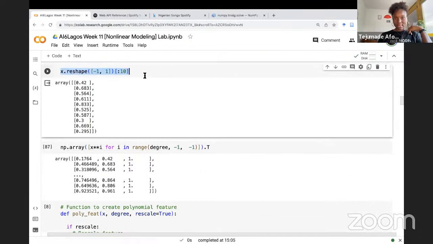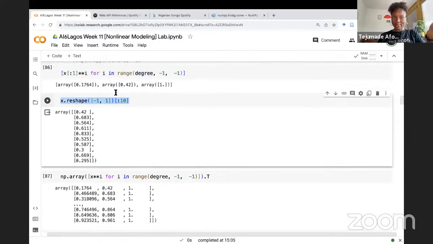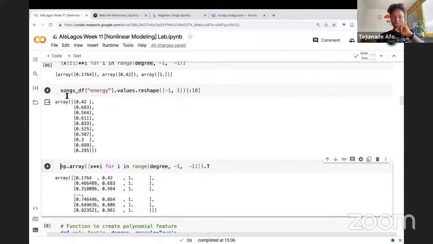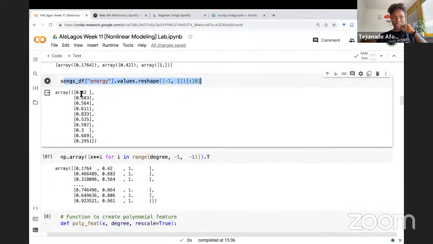So you can see that this is X, right? Remember, X is energy, right? We called energy X. Just so we don't lose track of where we're coming from, I'll use what we had before, some DF of energy, right? I don't want us to get lost in the numbers and forget what we were trying to do. Dot values, which we turn into NumPy. I think this is the same, yeah. So this is the energy column, and I'm just showing only the first 10 rows.